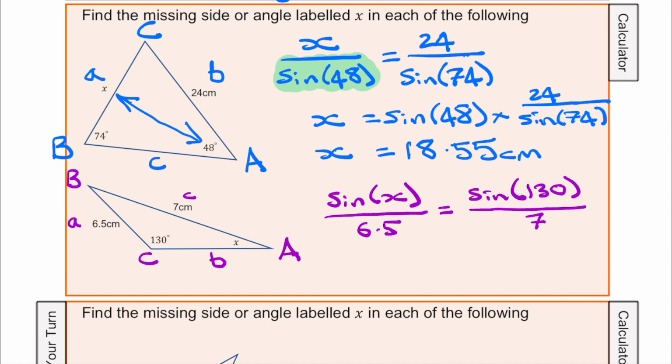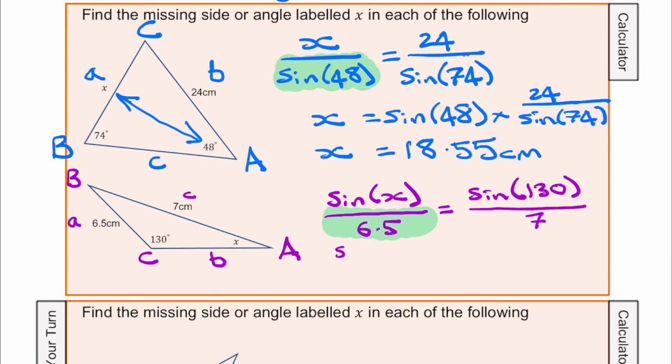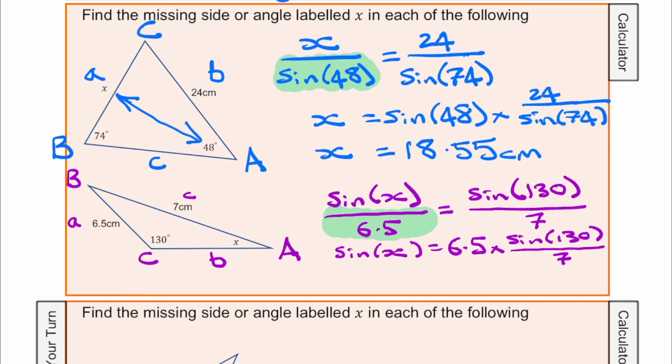Then from there, we want to try and get x on its own. So we can do this in 2 steps. We can first of all get rid of the dividing by 6.5 that we've got from the bottom of this fraction. So we're going to times through by that. So we'll get sine x on its own equals 6.5 times by this fraction. And I'm just going to put that into the calculator to get a number for it so far. It's not quite the final answer though.